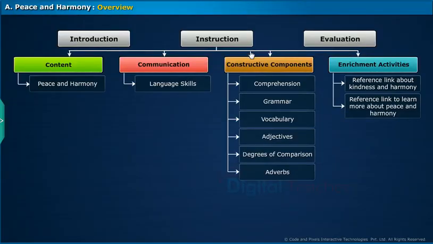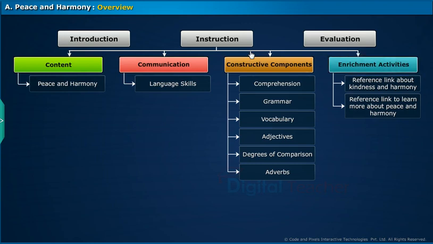Overview. Let us have a look at the overview. The overview slide consists of three sections, namely introduction, instruction, and evaluation. The introduction section is meant to motivate the student to learn the lesson. The instruction section divides the contents of the lesson into four subsections. They are content, communication, constructive components, and enrichment activities.